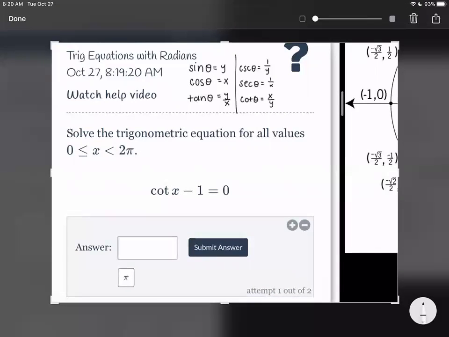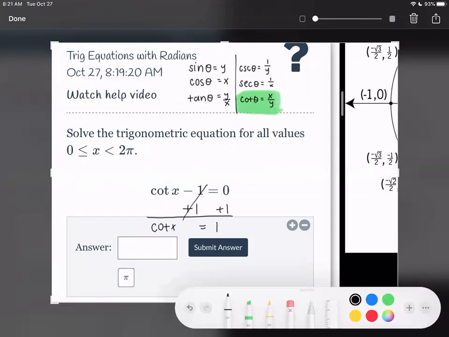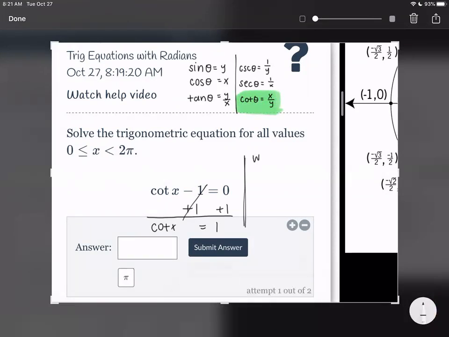And we're going to deal with this equation. Cotangent of x minus 1 equals 0. So we're going to add 1 to both sides so we can get the trig equation by itself. So we have cotangent x equals 1. So we're going to look for when, remember that cotangent is x over y. We're going to look for when the x over y is equal to 1. X over y, because that's cotangent, equals 1.